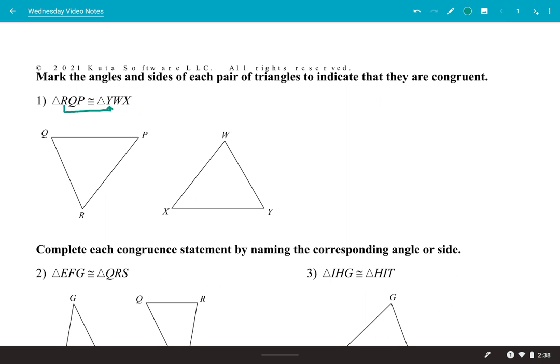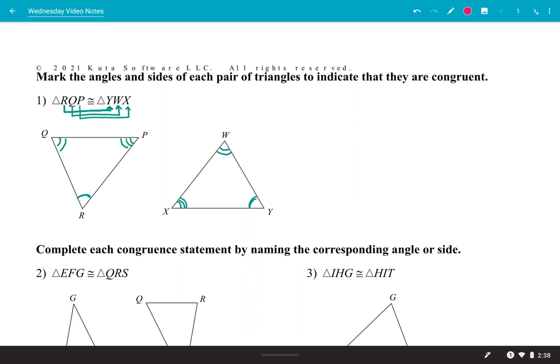So R is our first one we're going to do, and I'm going to mark it with 1 arc. Y has 1 arc. Now the second letter is going to match the second letter, Q, and I'm going to put 2 arcs because we're talking about a different angle, to W, 2. And then the third one matches the third. So P, and I'm going to match it with 3 arcs to X, which is 3 arcs.